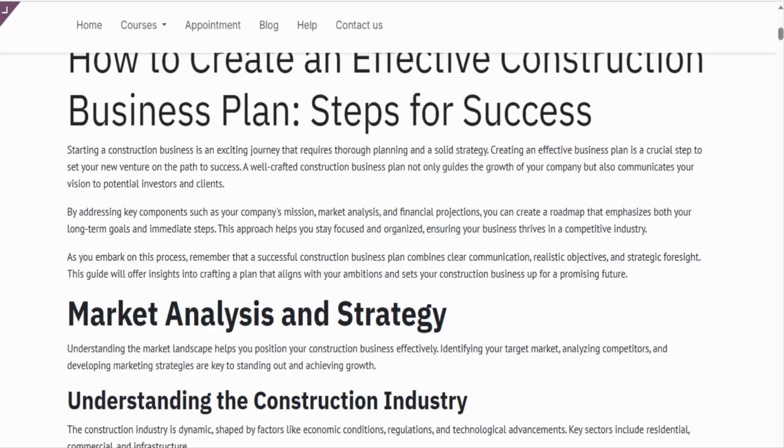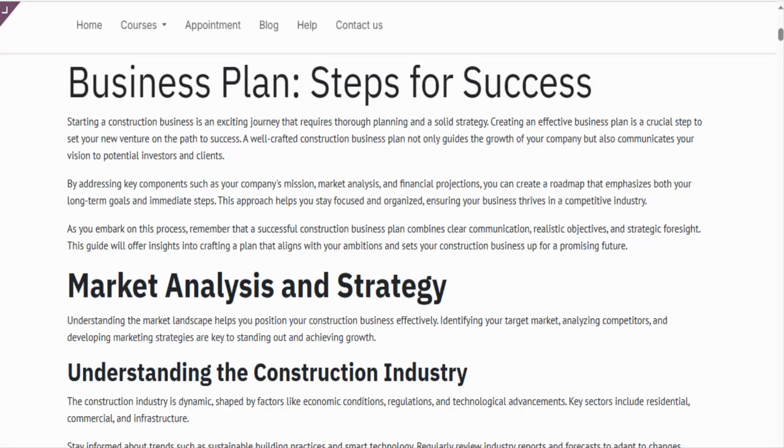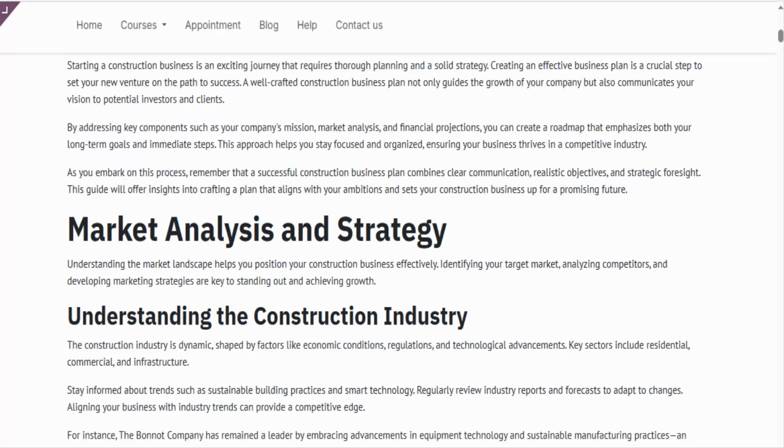Creating an effective business plan is a crucial step to set your new venture on the path to success. A well-crafted construction business plan not only guides the growth of your company but also communicates your vision to potential investors and clients. By addressing key components such as your company's mission, market analysis, and financial projections, you can create a roadmap that emphasizes both your long-term goals and immediate steps. This approach helps you stay focused and organized, ensuring your business thrives in a competitive industry.